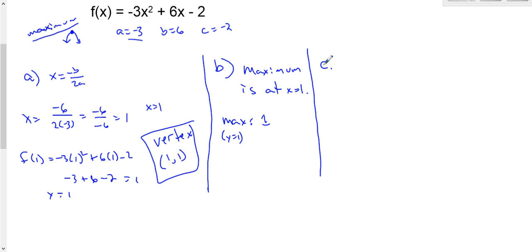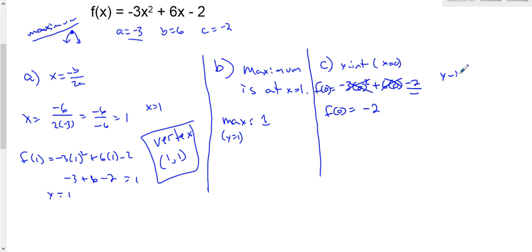Part C is to find the intercepts. The y-intercept is very easy. It's just when x is equal to 0. So we plug into the function f of 0. We get negative 3 times 0 squared plus 6 times 0 minus 2. Anytime you plug in 0, you're canceling out that term. And so f of 0 will equal negative 2. So my y-intercept is negative 2, or as an ordered pair, (0, -2).